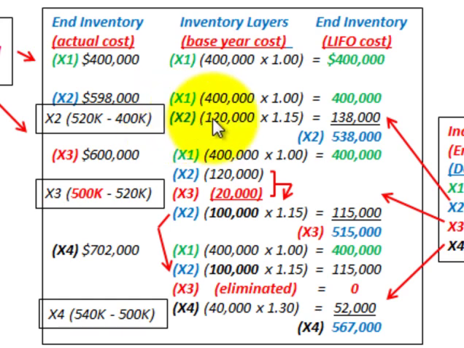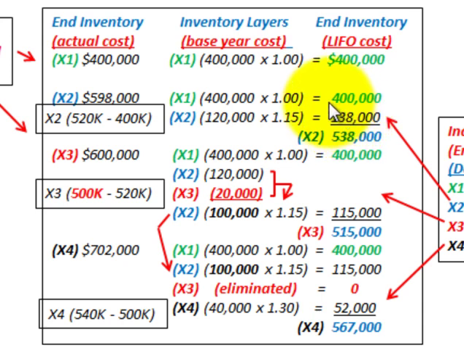year X2 here, and that inventory layer, that was the $520,000 amount in the ending inventory, and then the beginning was $400,000. So we had a $120,000 increase in our inventory, and remember the price index for year X2 was 1.15 or 115%. Multiplying that amount out, 120,000 times 1.15, we're going to end up with $138,000 worth of LIFO cost in that inventory through that conversion.